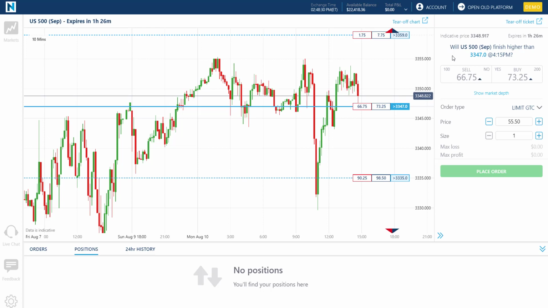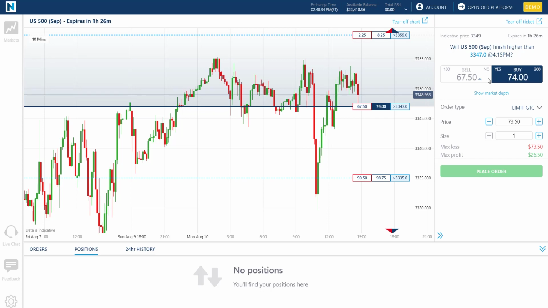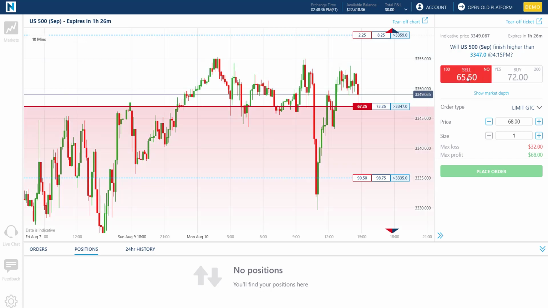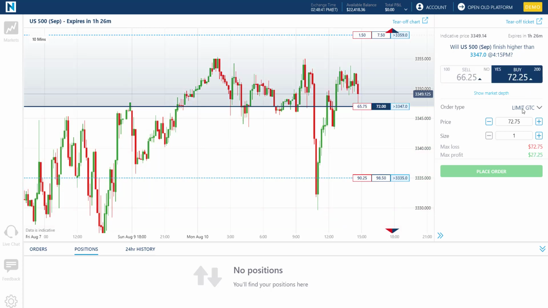If you predict the answer to this question is yes, click Buy. If you think no, click Sell. You can further modify the order ticket by selecting an order type, the price at which you want to trade, and the quantity that you want to trade.